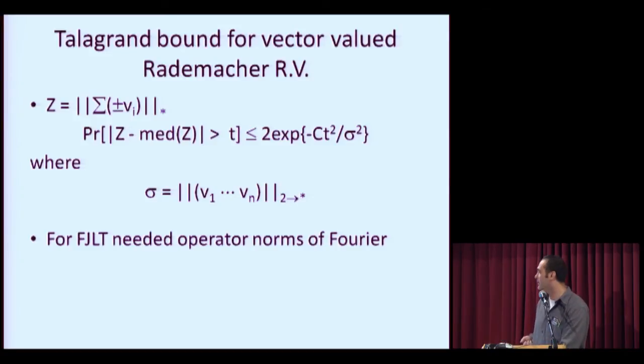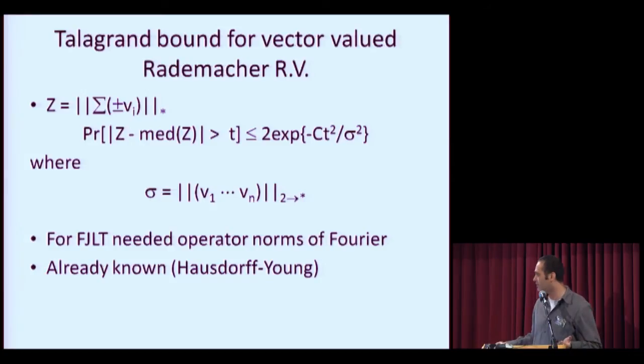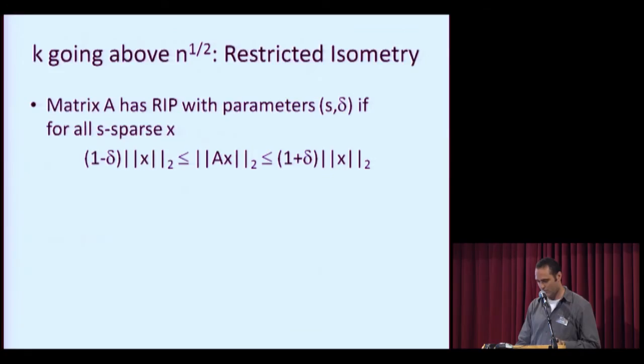And that's all we needed. For FJLT, we needed the operator norms of the Fourier matrix, because you see Fourier was part of the definition of this transformation. And these were already known via something called the Hausdorff-Young bounds for operator norms of the Fourier transform. Okay, so this is classic stuff. Okay, so what happens above square root of n? This is very frustrating because you've already used many advanced classic tools like probability in Banach spaces, this harmonic analysis tool, and error correcting codes, but you still didn't get above square root of n. Okay, so what's going on here?